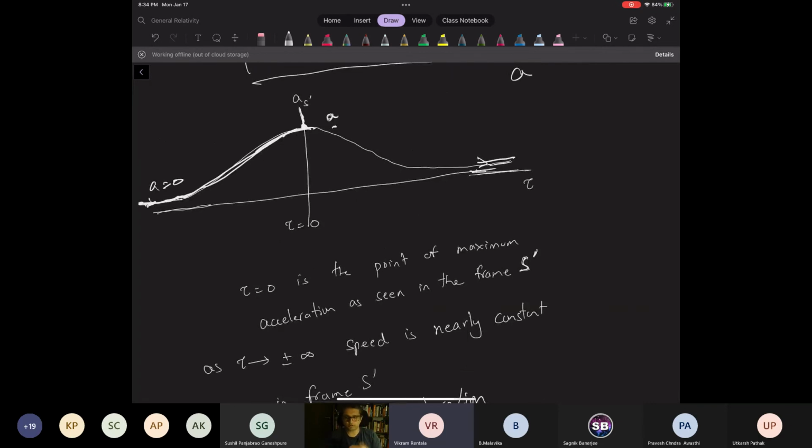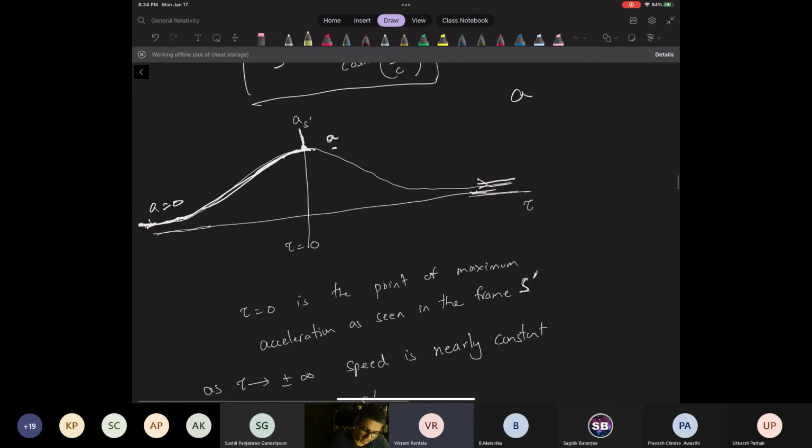So instead of maintaining a constant acceleration a, which we already saw is not allowed in the frame S prime, your acceleration first increases and then decreases. This is physically consistent, and it corresponds to the case of constant acceleration in the MCRF. So this point, tau equal to 0, is the point of maximum acceleration as seen in the frame S prime.